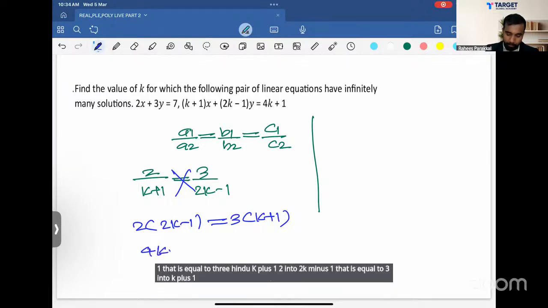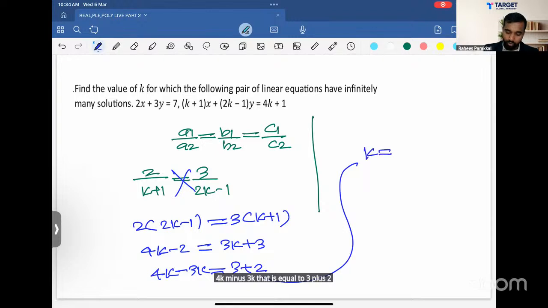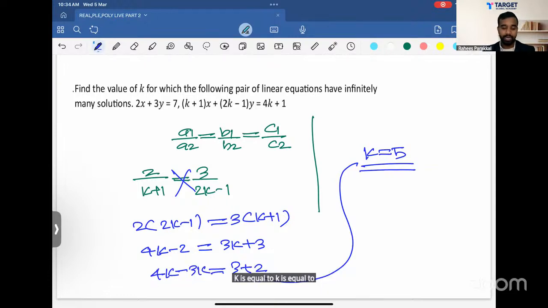So 4k minus 2 is equal to 3k plus 3. 4k minus 3k is equal to 3 plus 2. So k is equal to 3 plus 2, that means 5. k is equal to 5 would be the correct answer for the same.